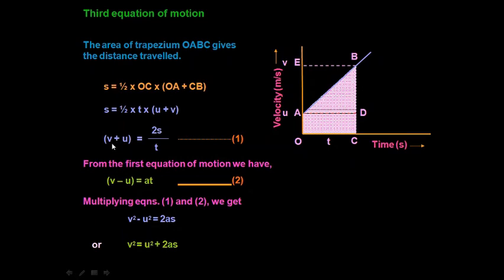So on multiplying the left hand side of both the equations, v plus u multiplied by v minus u, and you know in maths there is a formula a square minus b square is equal to a plus b into a minus b. So that is the same condition here, and you have written v square minus u square here. Now multiply the right sides, 2s upon t multiplied by at, so t and t will cancel and 2as is left. So in this way we are able to derive the three equations of motion.